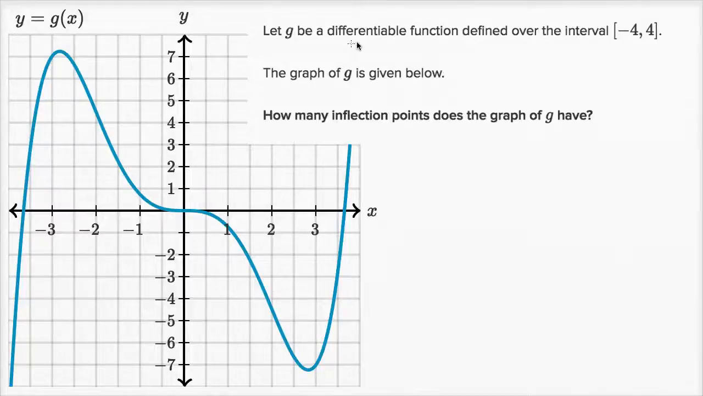We're told let g be a differentiable function defined over the closed interval from -4 to 4. The graph of g is given below. How many inflection points does the graph of g have?